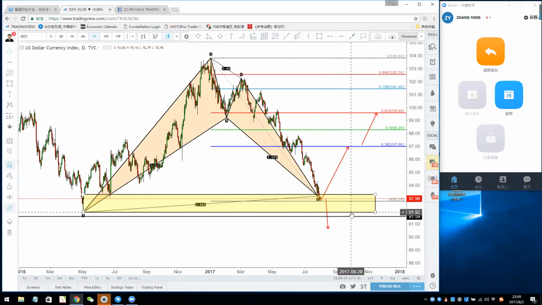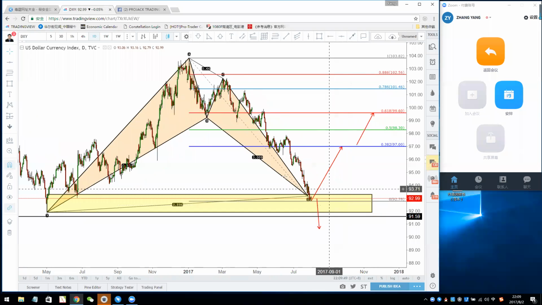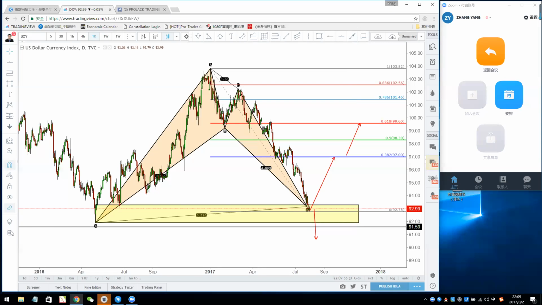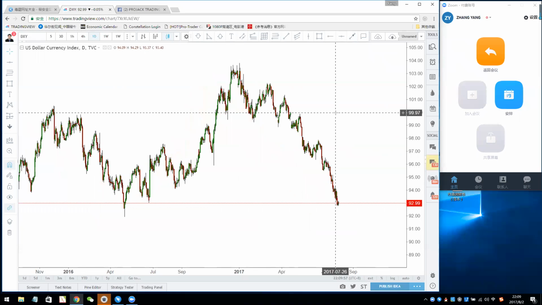Okay, understand? So this Friday will be very, very important because we have the non-farm payroll, the U.S. labor market data. If the NFP is good, probably we will see a rally from DXY. So this is the first thing. DXY is in a very, very low location in a support zone, so the dollar may have a rally this week. All right, let's go to the gold.